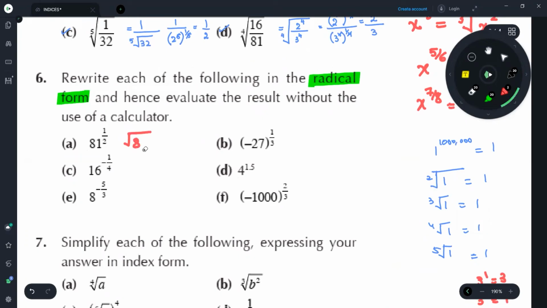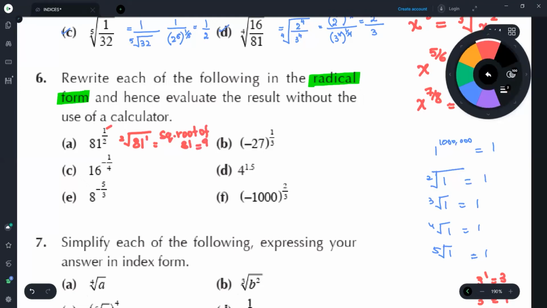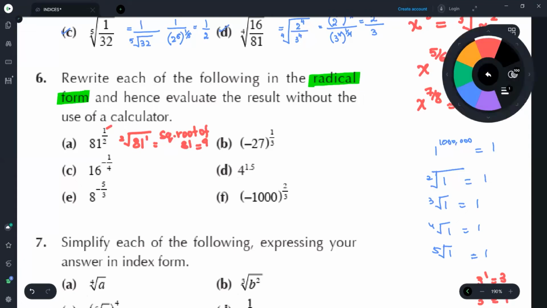The base stays inside. You see the numerator in the power? That's going to be inside and 2 is going to be outside. So this actually means the square root of 81. Anybody could tell me the square root of 81? 9. Very good.